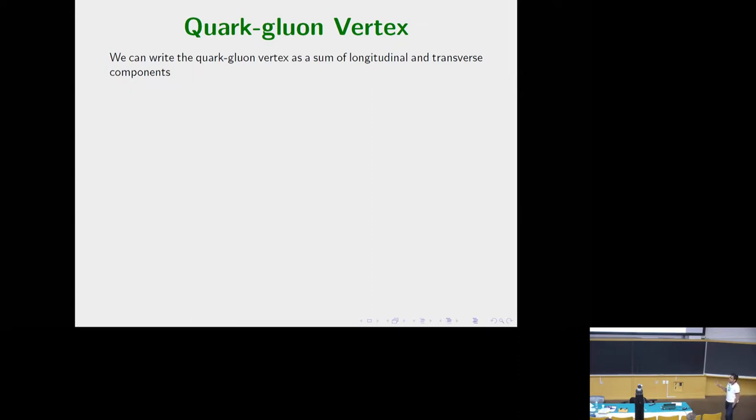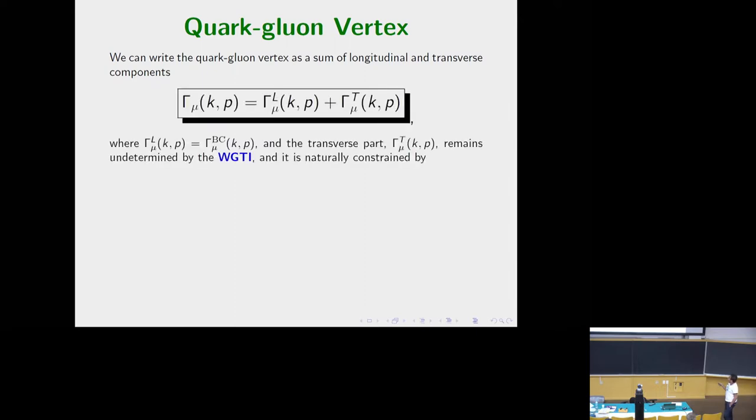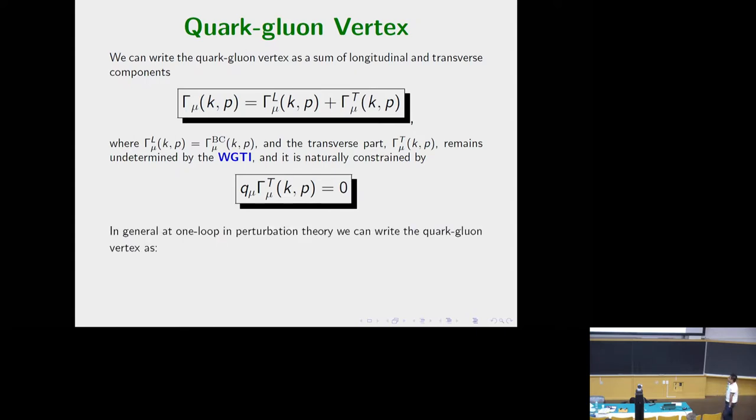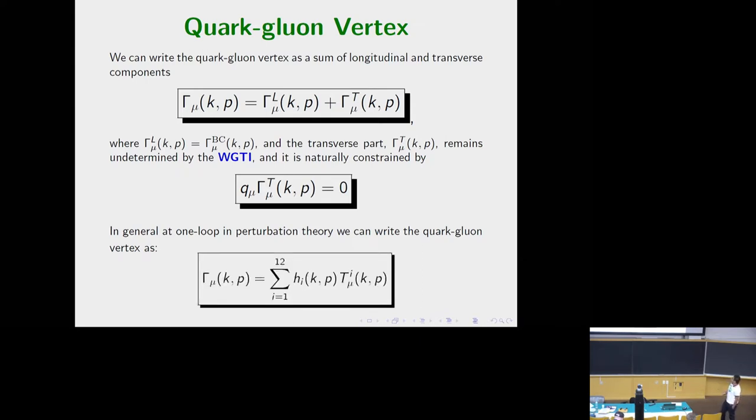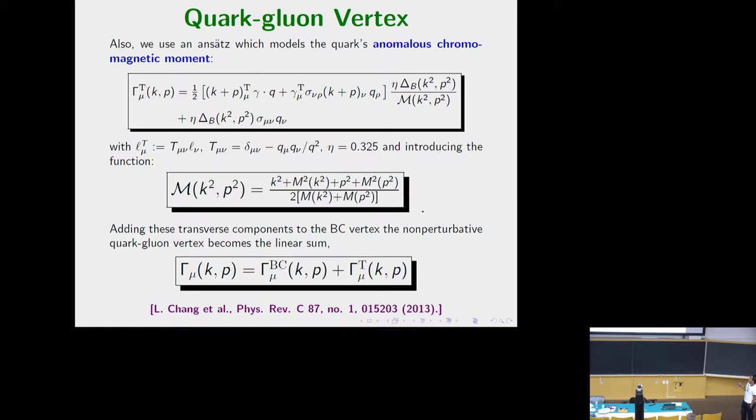From the Ward-Green-Takahashi identity, we can write the quark-gluon vertex in this form as a sum of a longitudinal and a transverse part, where the transverse part remains undetermined by the Ward-Green-Takahashi identity, and it is naturally constrained by this expression. We know that in general, in perturbation theory at one loop, we can write the quark-gluon vertex in this form. Okay, another ansatz that we use is a phenomenological ansatz that models the quark's anomalous chromomagnetic moment, which is given by this expression here. This phenomenological model introduces a transverse piece, and together with the Ball-Chiu vertex, we now have a new full quark-gluon vertex.